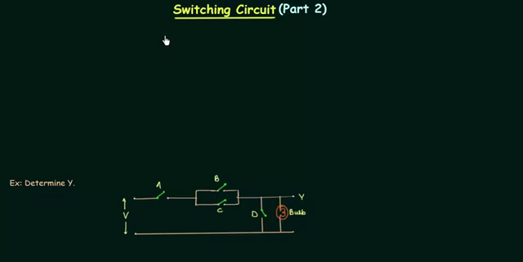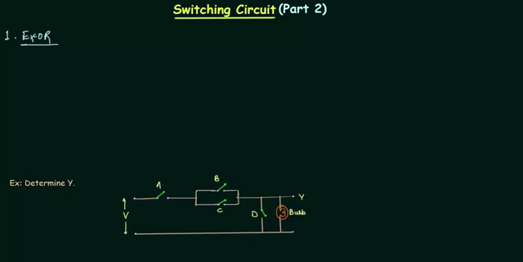In the last presentation, we completed the switching circuits for the basic gates AND, OR, NOT, and also for the universal gates NAND and NOR. In this lecture, we will find out the switching circuits for the exclusive gates. The first exclusive gate is XOR, and we will first look at the truth table for the XOR gate.